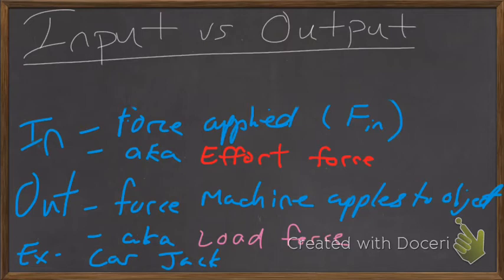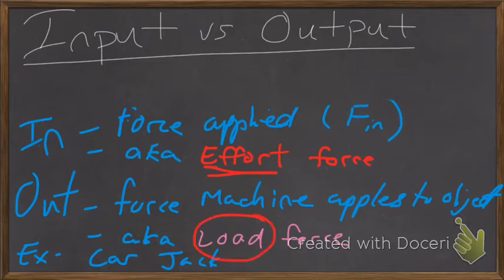Inputs and outputs. So input and output, this is an important concept to make sure that you understand. So input is the force that is applied. So this is the effort force. For example, if you are working with a car jack, so you're trying to jack up the car so that you can change a tire, the force applied to the jack by the person's hand, that's your input force, or your effort force. So that's the effort that's put in. The output force is the force that the machine applies on the object. So this is the load force.